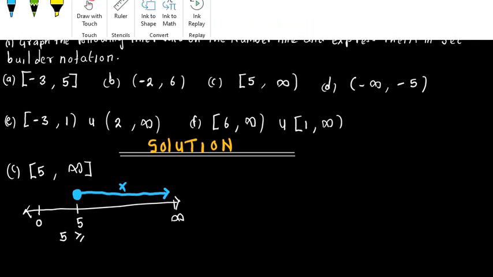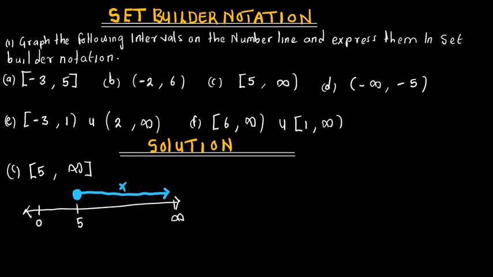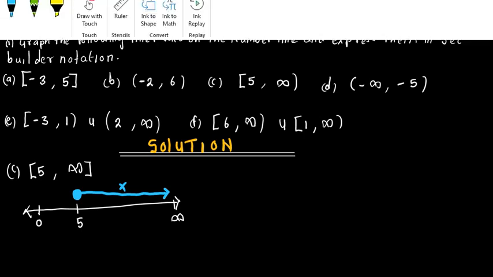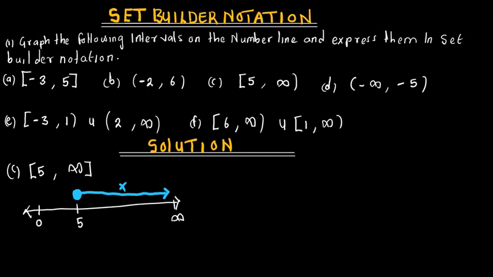Let me just wipe that. So under set builder notation, x must be greater than or equal to 5. So it is going to be {x such that x ≥ 5}. This makes sense because we are starting from this point up to where positive infinity is. x is allowed to be 5, and at the same time x is allowed to exceed 5, and that makes sense.